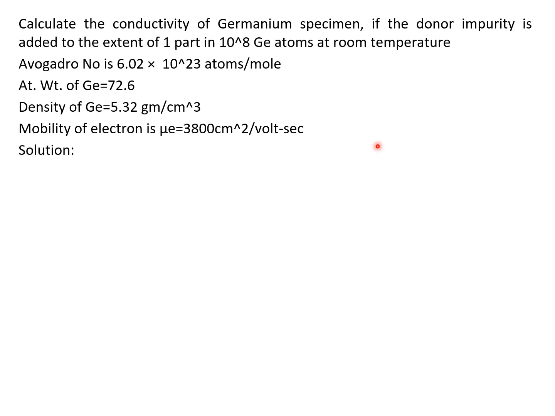So what do we need to calculate? We need to calculate the conductivity. So what is the formula for conductivity? It is sigma n equal to nd mu e e. It is an n-type semiconductor. So mu e is given. e is also known, which is the charge of electron. We need to calculate nd, which is the concentration of donor impurity.